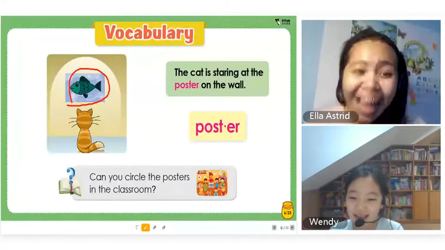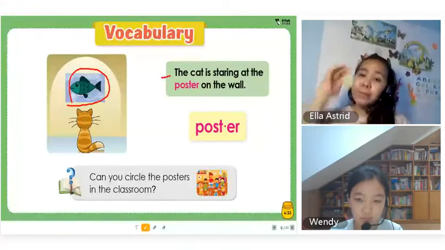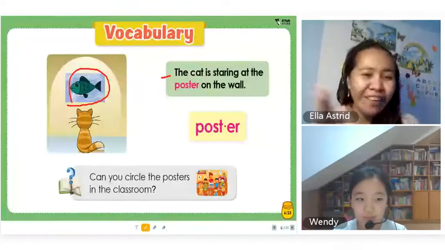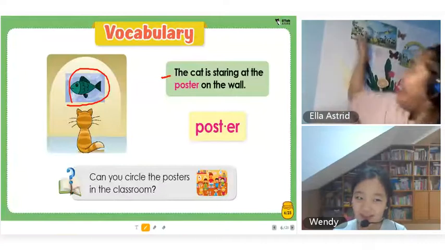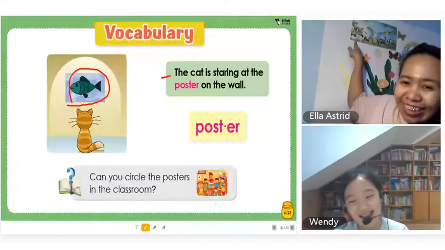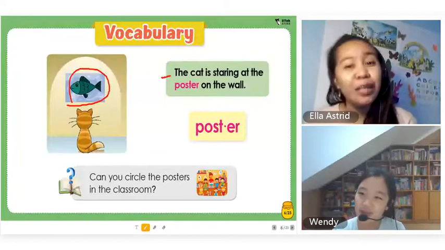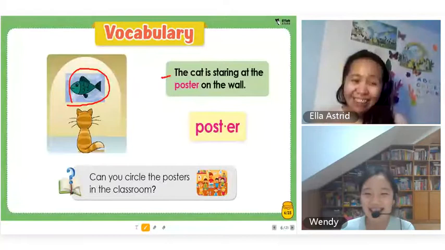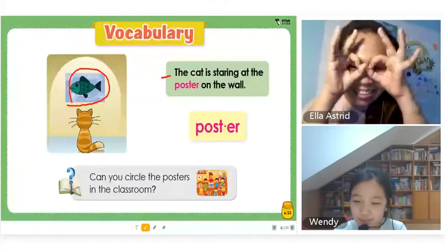Now Wendy, let us read the sentence. The cat is staring at the poster on the wall. Look, this is a poster. How about you? I think the cat is very hungry. The cat is very hungry because he sees the fish. He stares at the fish.